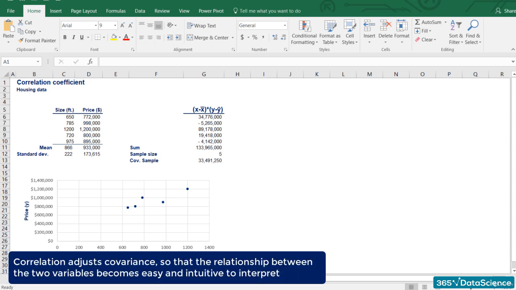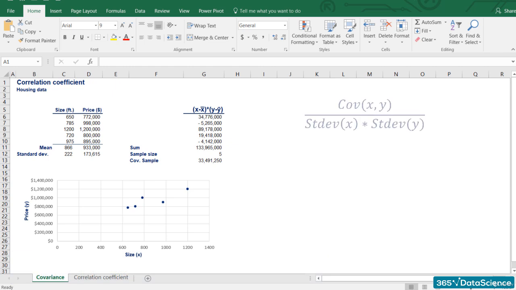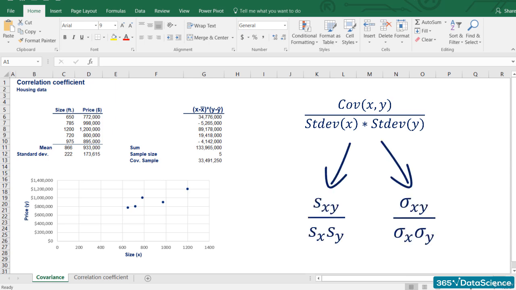Correlation adjusts covariance so that the relationship between the two variables becomes easy and intuitive to interpret. The formula for the correlation coefficient is the covariance divided by the product of the standard deviations of the two variables. This is either sample or population, depending on the data you are working with. We already have the standard deviations of the two datasets. Now, we'll use the formula in order to find the sample correlation coefficient.